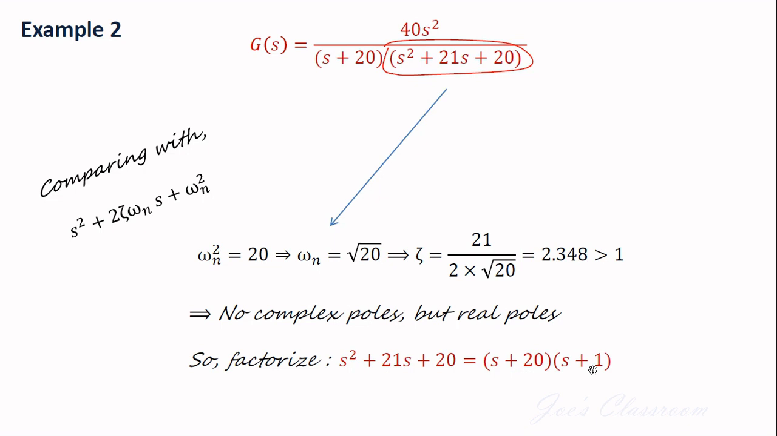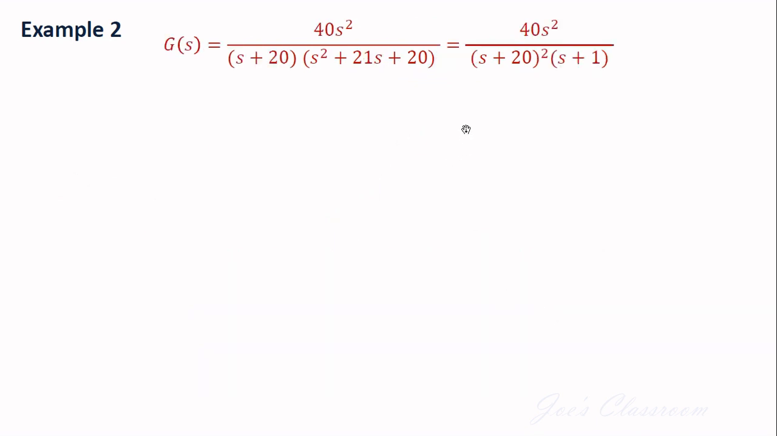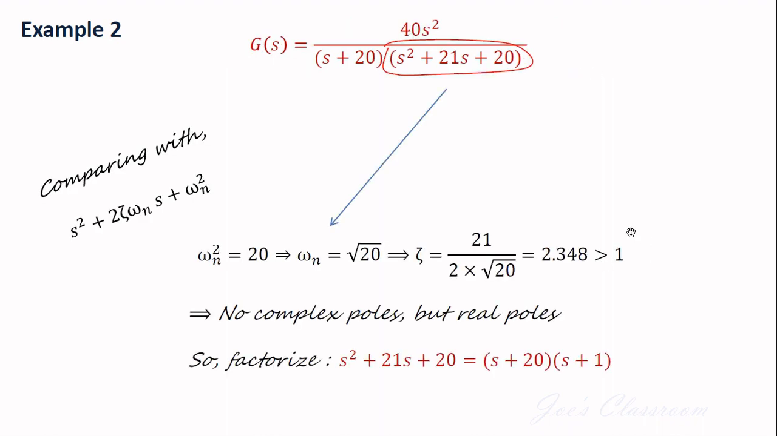S plus 20 into S plus 1. I have already got an S plus 20 here. So when this combines with this, S plus 20 the whole square and S plus 1, if this theta value had been lesser than 1, then obviously this is going to contribute complex poles, and I cannot factorize with real poles like this, and this term has to be taken as it is, following the principles taught in Bode plot part 3. Okay.